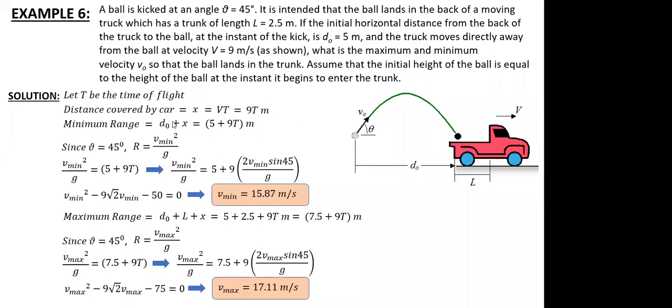Yeah, Naman. So I have one question. Why did we take the distance covered by the car as x? If we want to find when the ball will reach the trunk, can't we just take the distance as d naught plus L for maximum and d naught for minimum? But the car is not at rest. When you kick the ball, the car starts moving. So obviously, till the ball reaches the trunk, the car might have covered some horizontal distance. Okay. Yes, sir. Thank you.